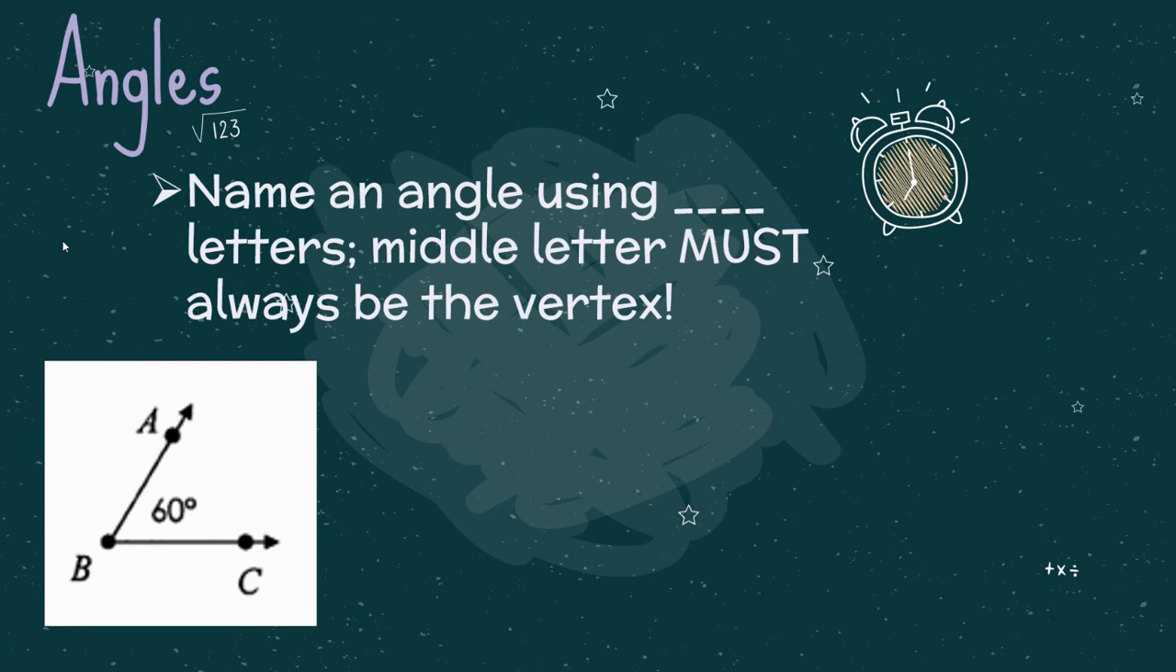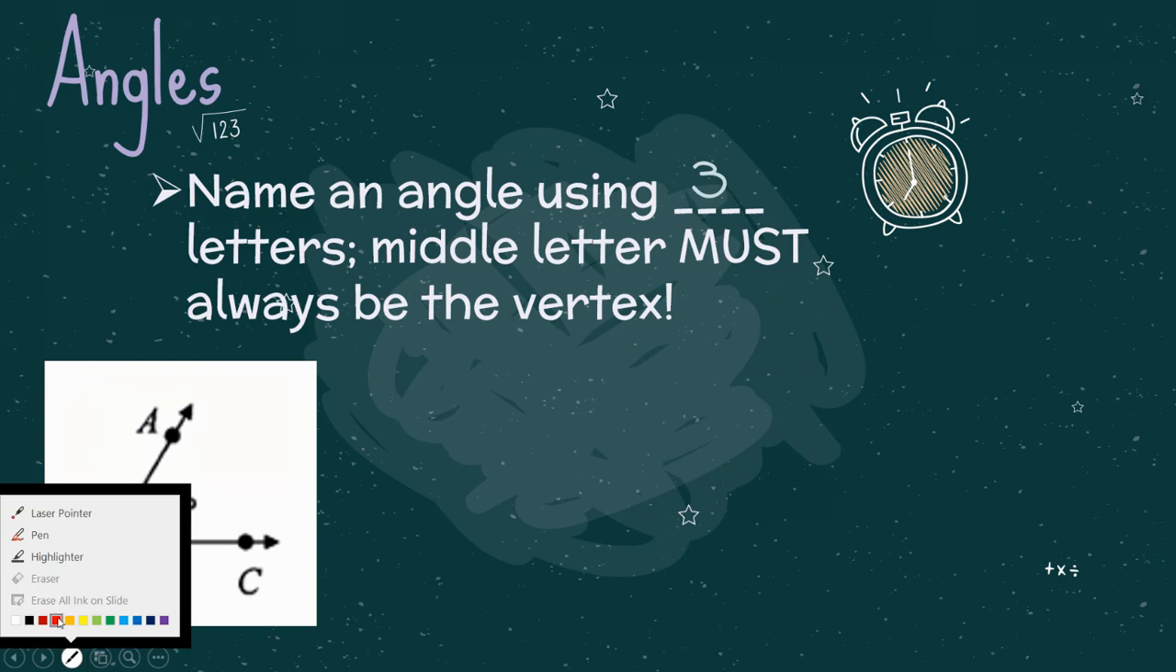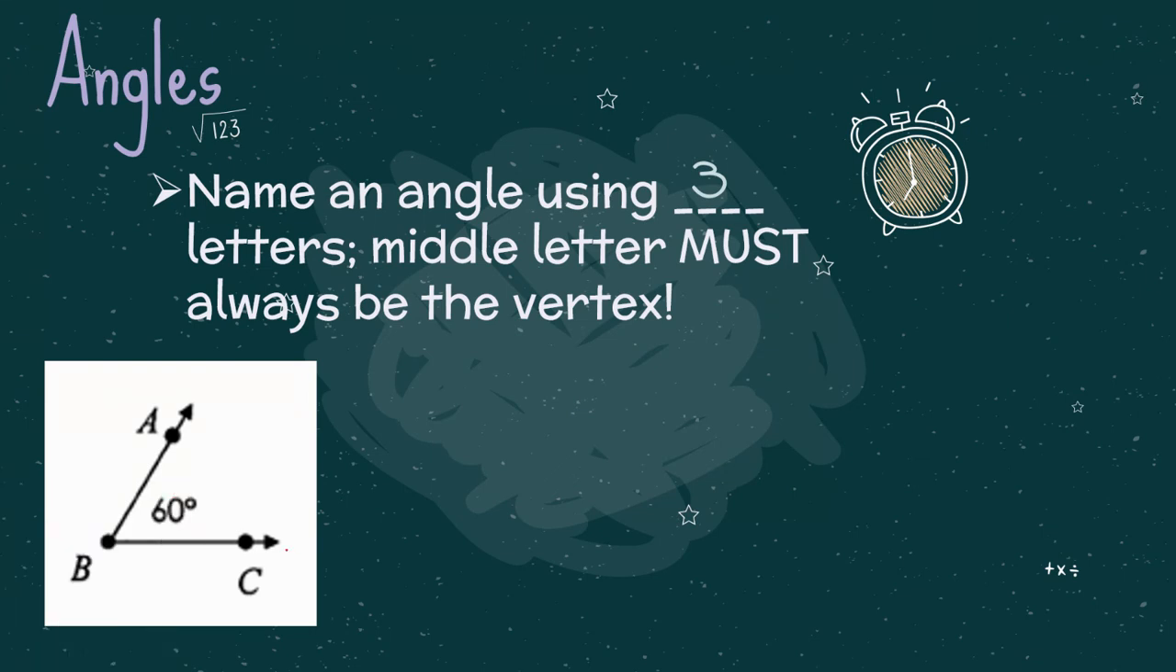We're going to name an angle using 3 letters, and the middle letter must always be the vertex. So I don't think I gave you this example. This one right here would be angle ABC. That middle letter tells us that B is the vertex.